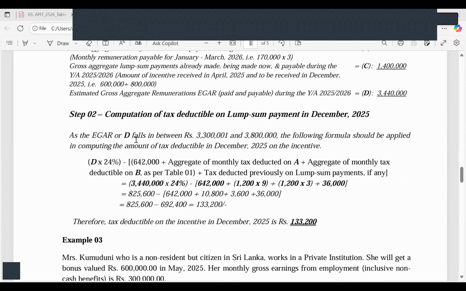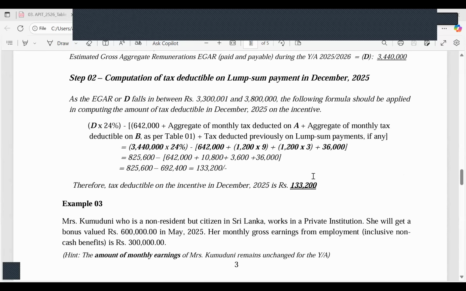So after that we identify the relevant slab. So after that we can apply the formula. So then we can calculate the relevant tax for that bonus.